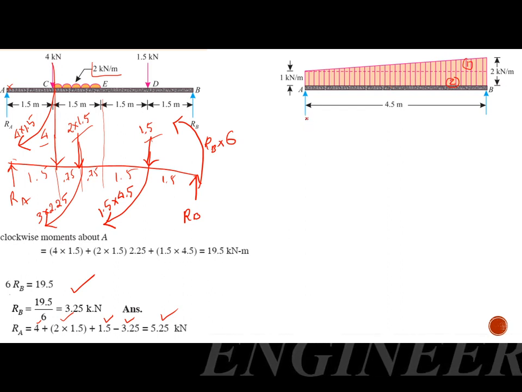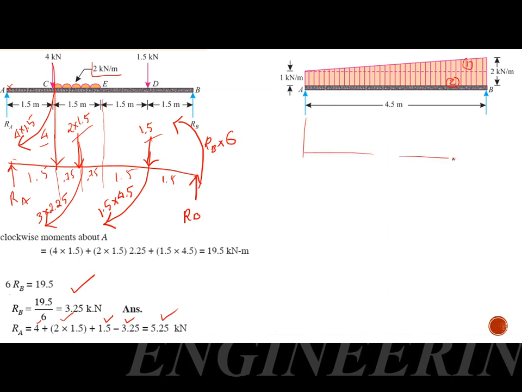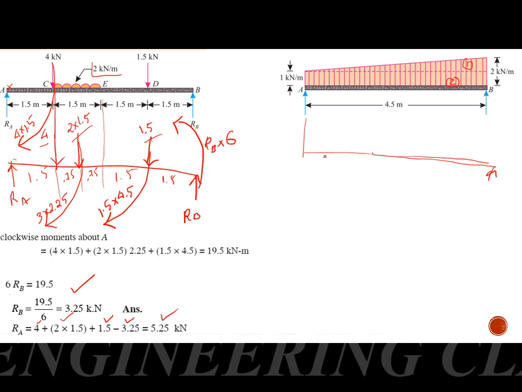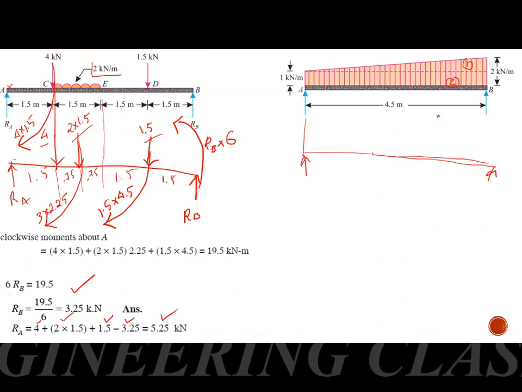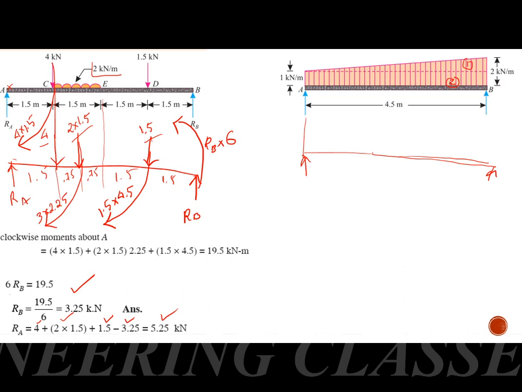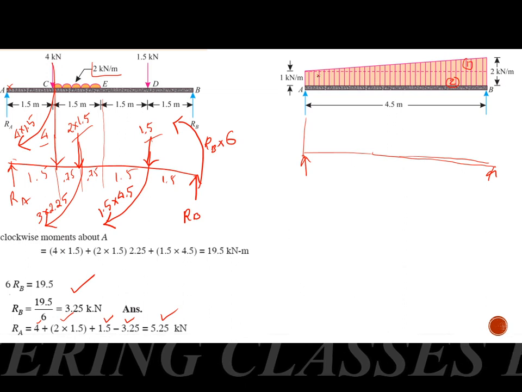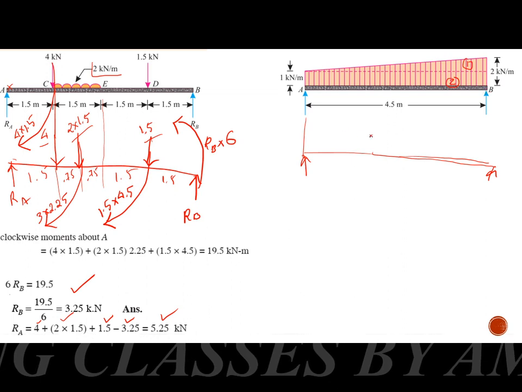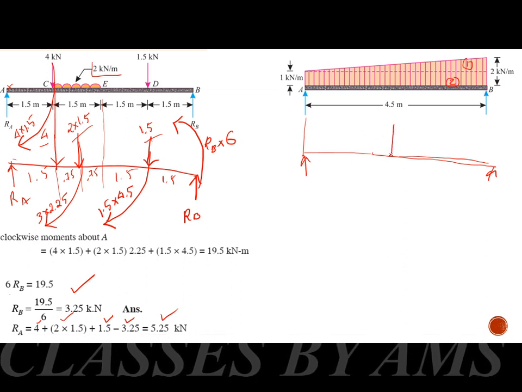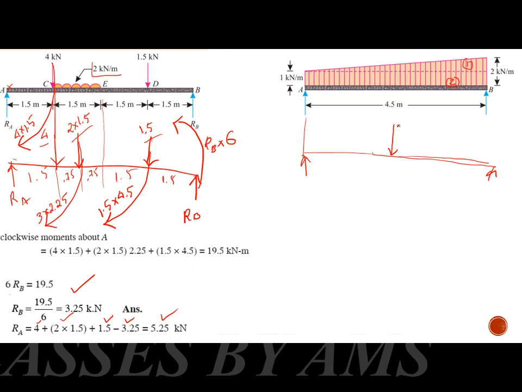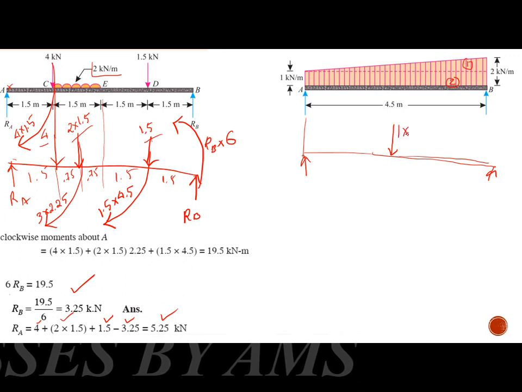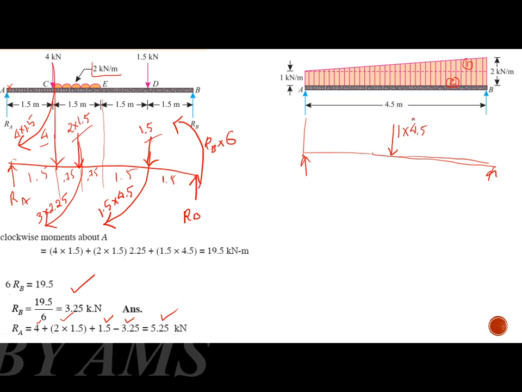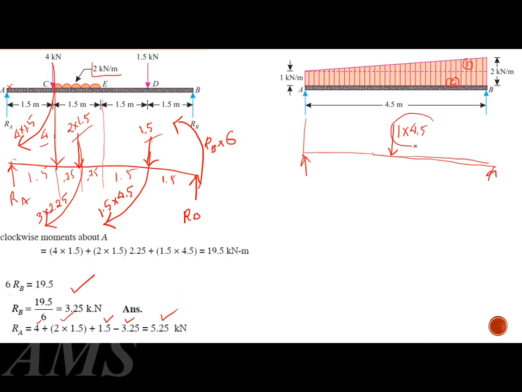So if we replace it with a beam, we have a beam here with the support reactions at two ends. First of all, we will replace the second force, that is the uniformly distributed load. Its value is 2 kilonewton per meter over a length of 4.5 meter. So it will be acting at the midpoint, and its value is given by 1 into 4.5. This is the second force.